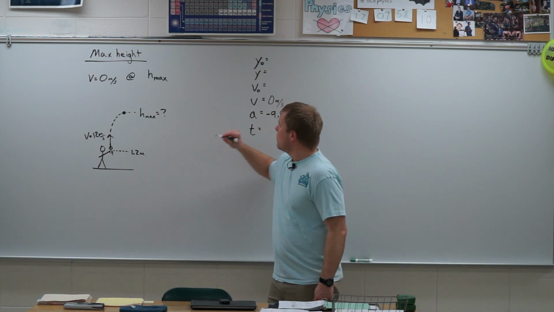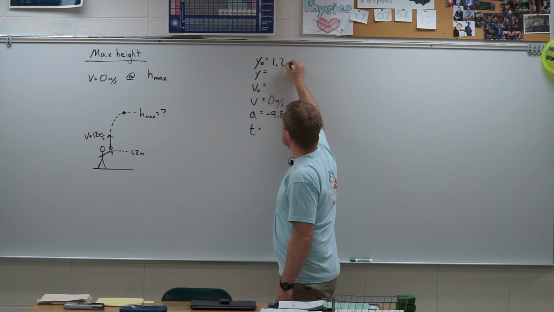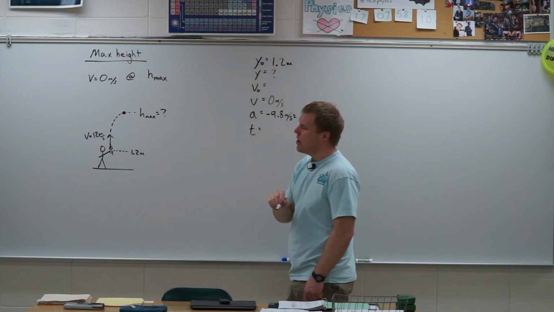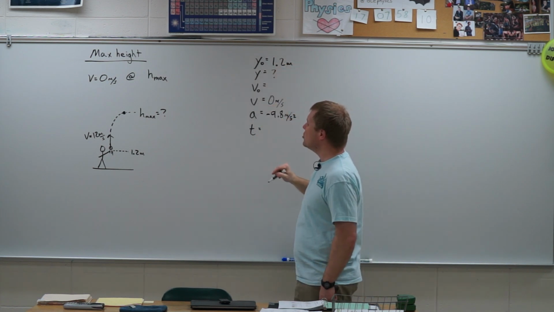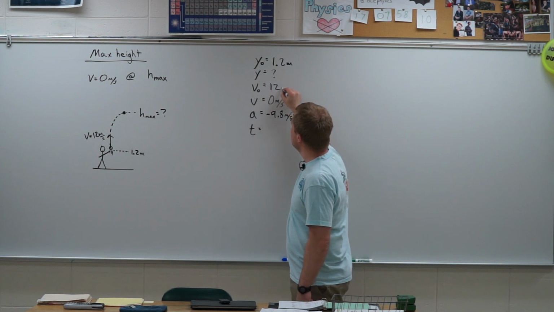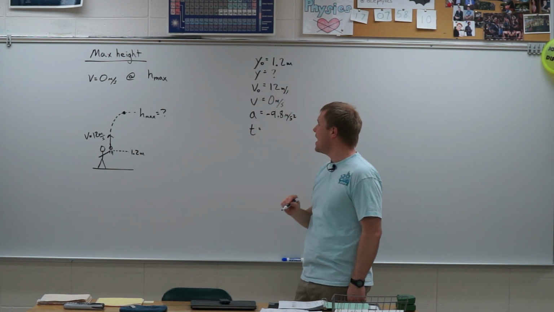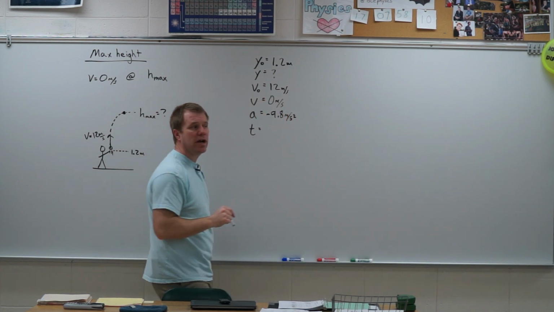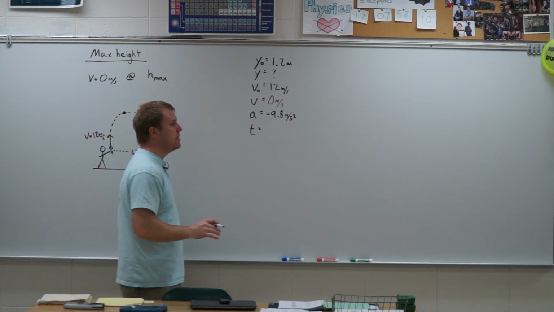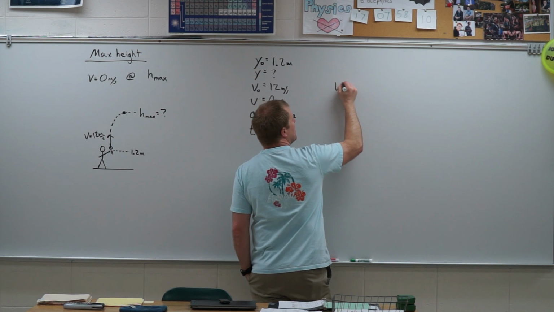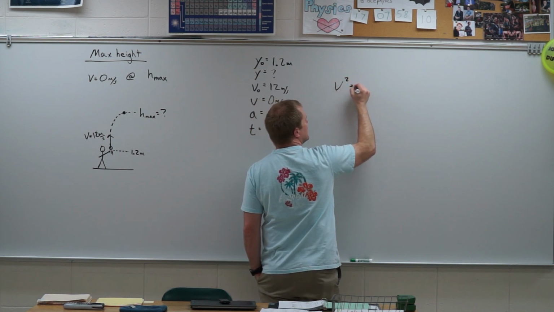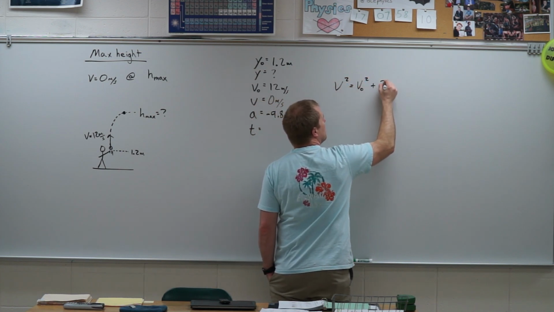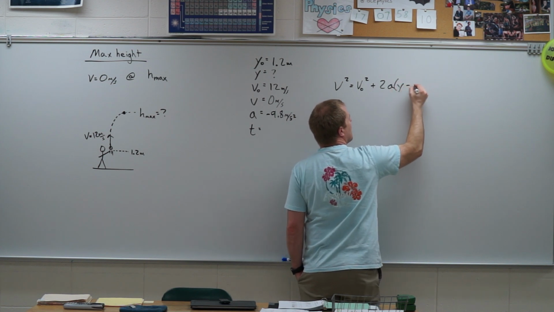The ball leaves from a height of 1.2 meters initially. I'm trying to figure out how high it gets, and the initial velocity was 12 meters per second. Now, I don't know the time it takes to get there. So what I'm going to do is pick an equation that has no time in it. So the equation without time is going to be number 3, which says v squared is equal to v naught squared plus 2a (y minus y naught).